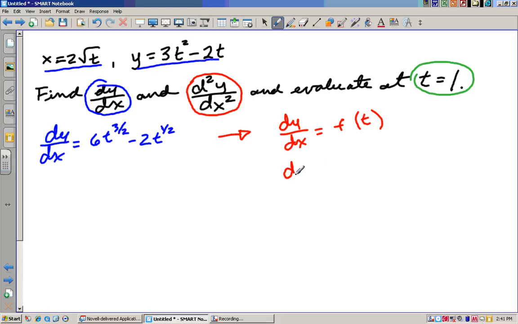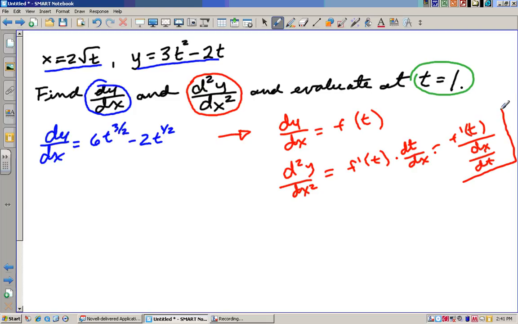So if we derive both sides, the left side is going to be d squared y over dx squared. And when we derive the right side, since this is in terms of t, our derivative will be f prime of t times dt/dx. The reason for that is because this function is in terms of time, and using our chain rule, we want the derivative in terms of x. Another way of writing this is f prime of t divided by dx/dt. And this will be something new. So now let's try that with our problem.